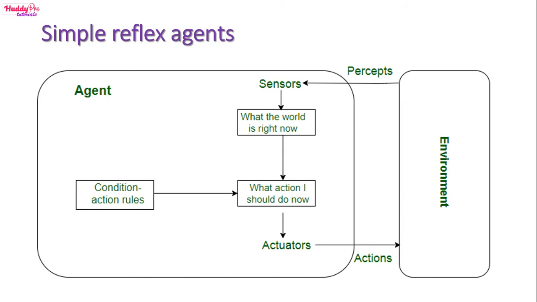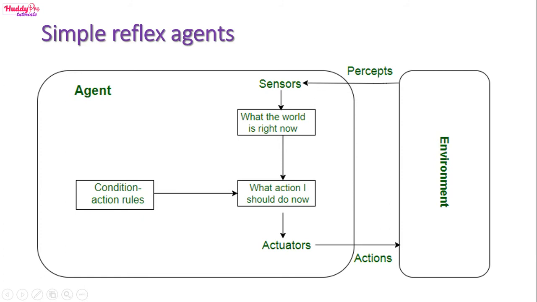So it has very limited intelligence. Number two, another problem with it is that there is no knowledge of non-perceptual parts of state. And number three, it is usually too big to generate and store. And lastly, if there occurs any change in the environment, then the collection of rules needs to be updated. So in case there are changes in the environment, these condition rules, as a must, have to be updated.